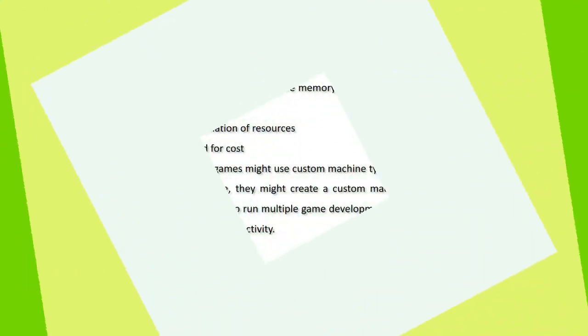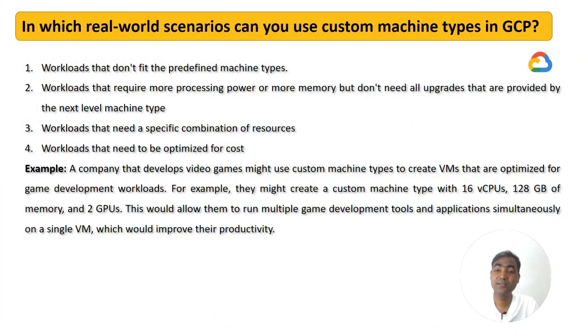As you can see here, in which real-time scenario cases can you use custom machine types in Google Cloud Platform? I'll give some ideas in this scenario so that you can easily understand it, and based on your project requirement you can use it. Custom machine types can be used to create a VM with the exact amount of CPU, memory and other resources needed for a particular workload.